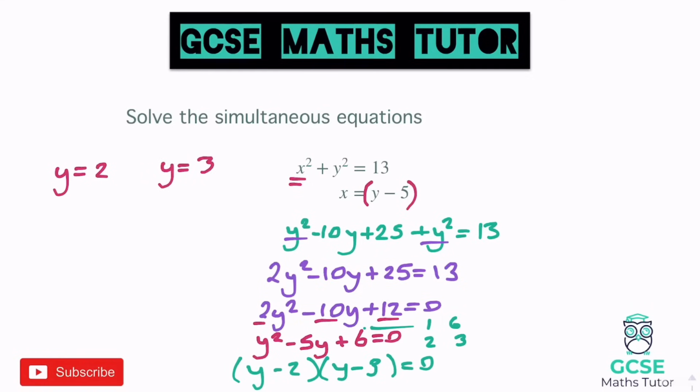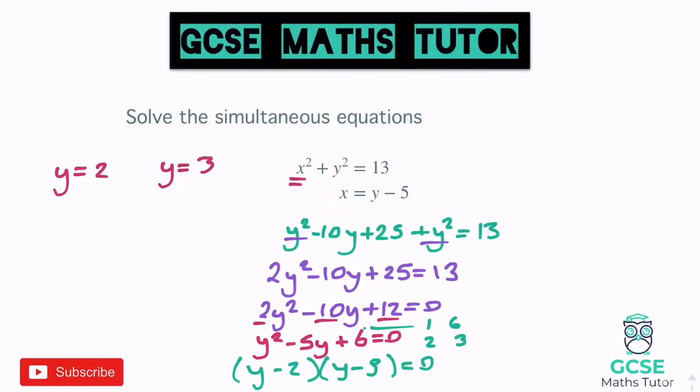So we've got two of our y coordinates there, thinking about obviously what I mentioned at the start, that crossover point of the circle and the straight line. So we've got y equals 2 and y equals 3. Now we just need to find what x equals for both of them. So we've got this equation here, this second equation. I'm going to get rid of those brackets. We've got x equals y take away 5.